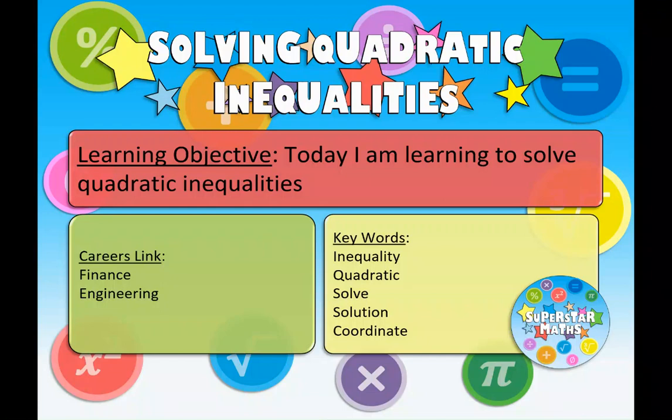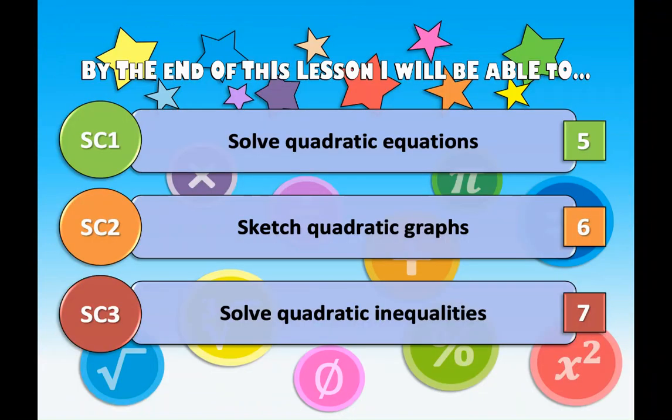Hi guys, welcome back. Today we are going to learn to solve quadratic inequalities. We've got three success criteria, and the first one is to solve quadratic equations.